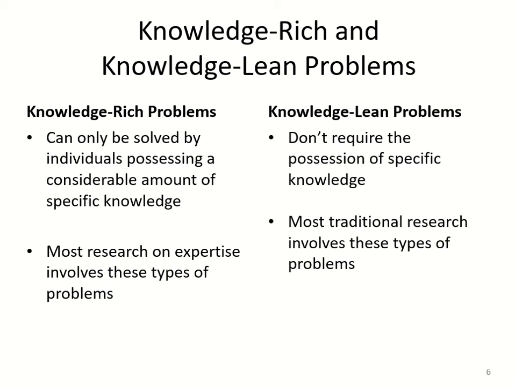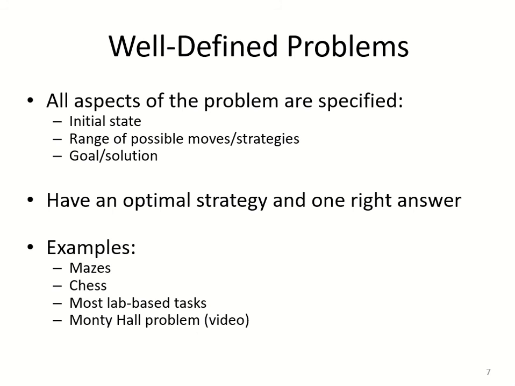Now, another distinction along the spectrum of different types of problems is whether they are well-defined problems or ill-defined problems. And a well-defined problem is a problem where everything is basically specified. There's an initial state, there's a range of possible moves you can make or strategies you can employ, and then there's some sort of goal that you're working to. All of this is spelled out. There's an optimal strategy, there's one right answer. If you contemplate all the possible moves, you should be able to come to the one solution.